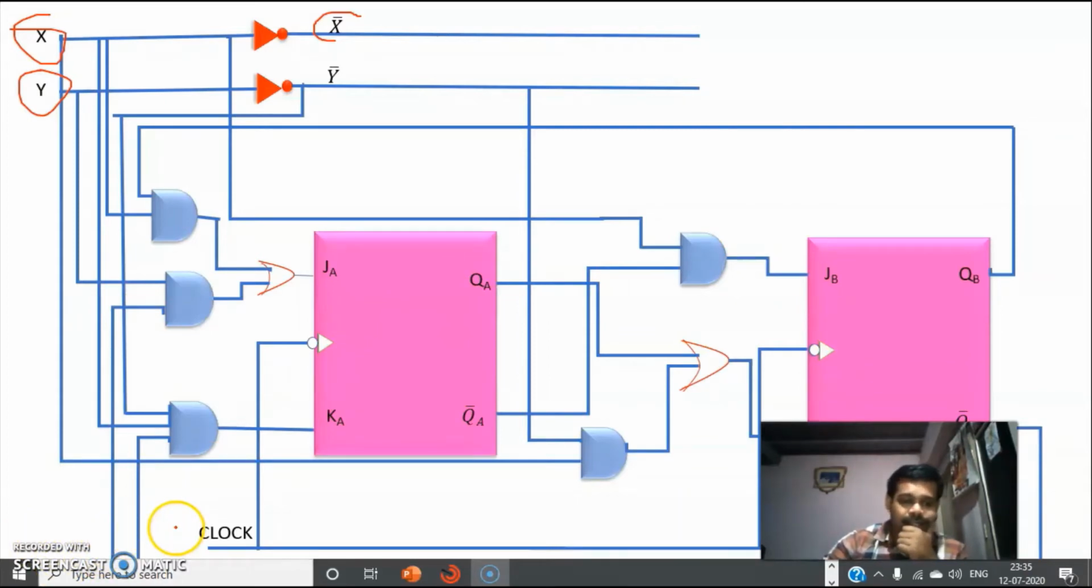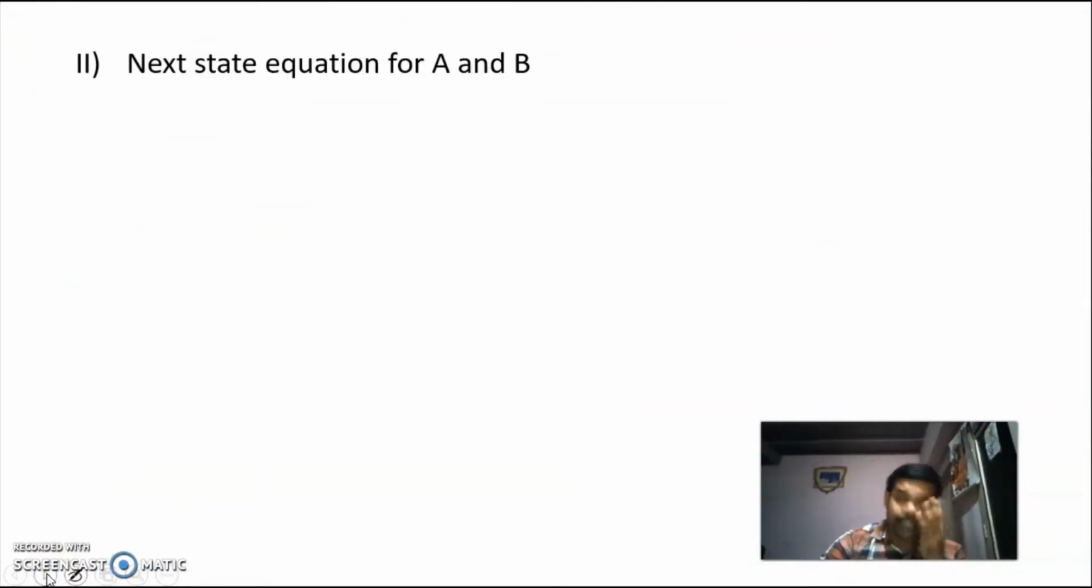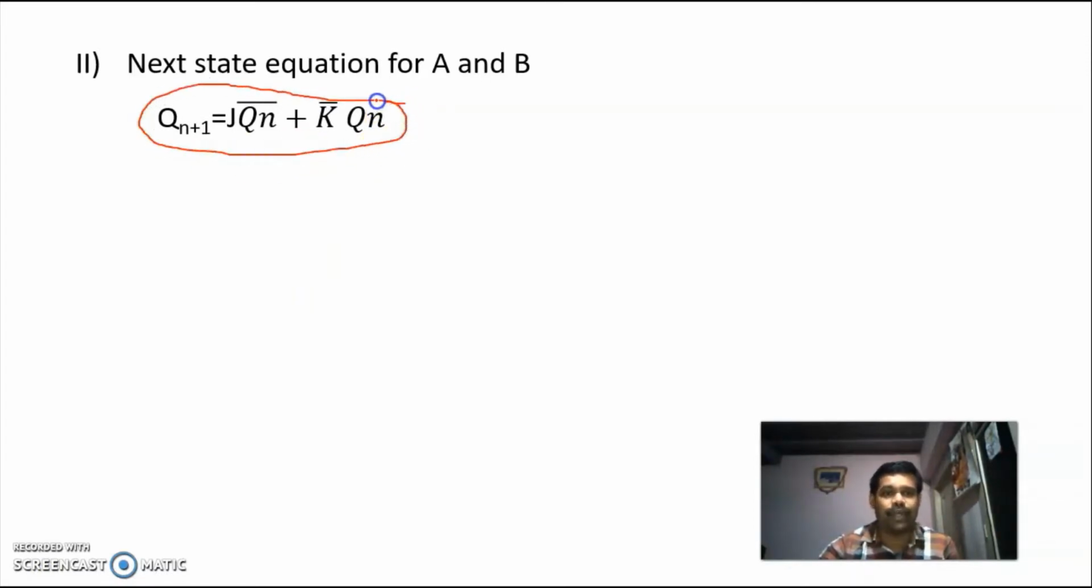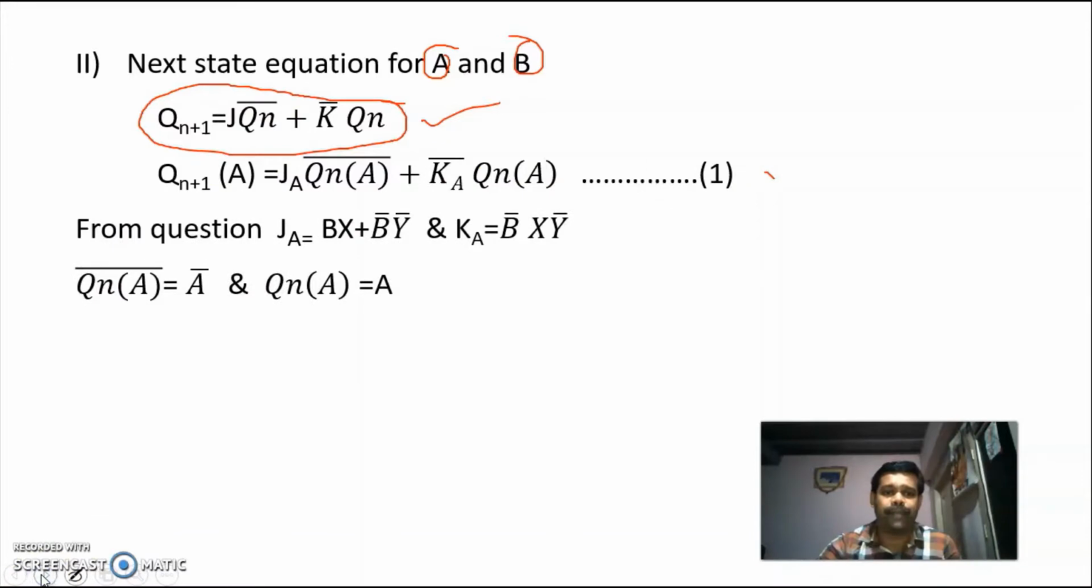So next thing is we have to find the next state equation. Here this is the characteristic equation or next state equation of JK flip-flop. Q of n plus 1 is equal to J into Qn bar plus K bar into Qn. This is the next state equation or characteristic equation of JK flip-flop. Here you are having two flip-flops, one is A and another one is B. So we are modifying this to A and B, one for A, another one for B.